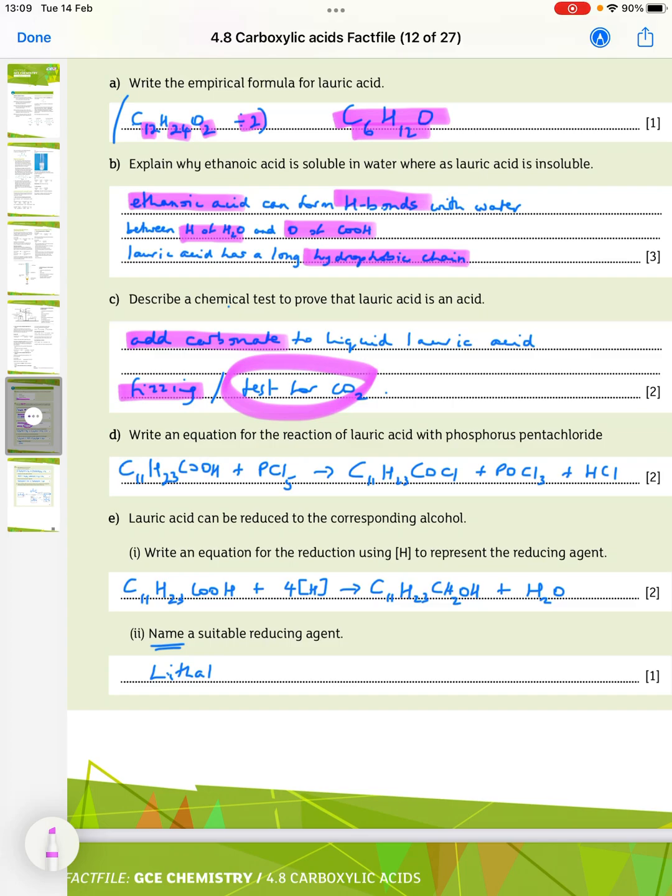D, write an equation for the reaction of lauric acid with phosphorus pentachloride. So any acid with PCl5 is going to give you the substitution of that OH group for a Cl, and then you get POCl3 and HCl as your other products.